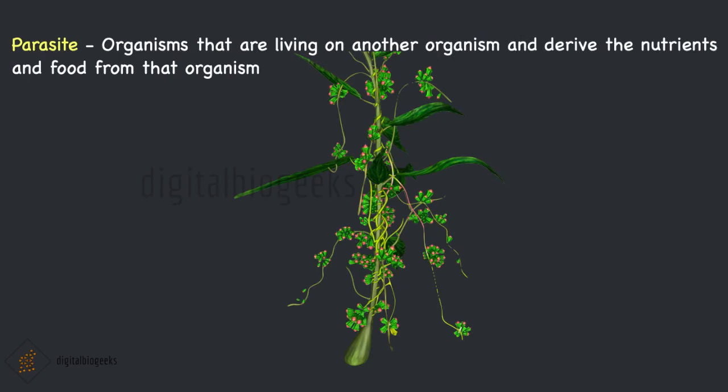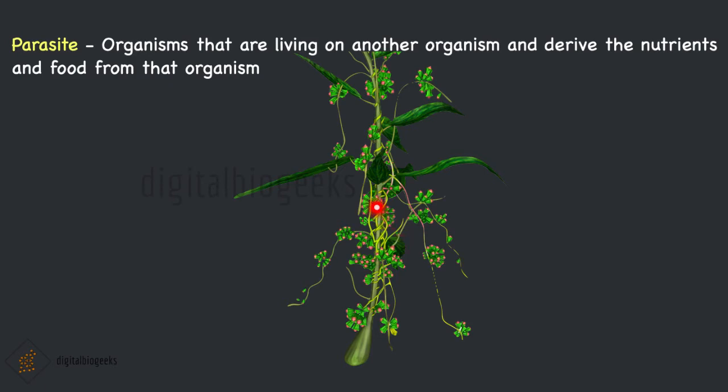Are you familiar with the term parasite? Organisms that are living on another organism and derive the nutrients and food from that organism is called a parasite. You can see here a cuscuta plant. This yellow thread-like plant is the cuscuta plant. This plant does not possess chlorophyll. Without chlorophyll, they cannot synthesize their own food. Hence, they have to depend upon other plants for their survival.